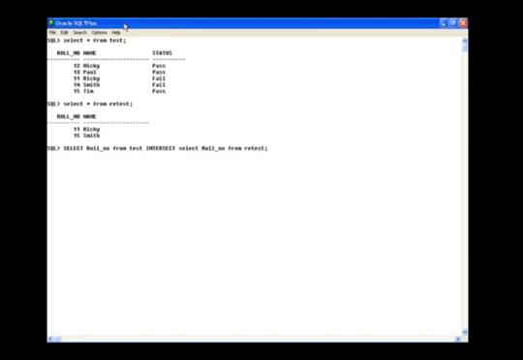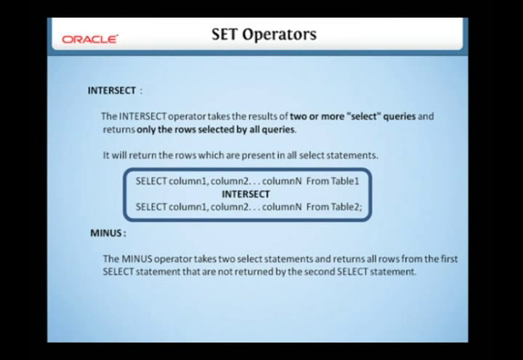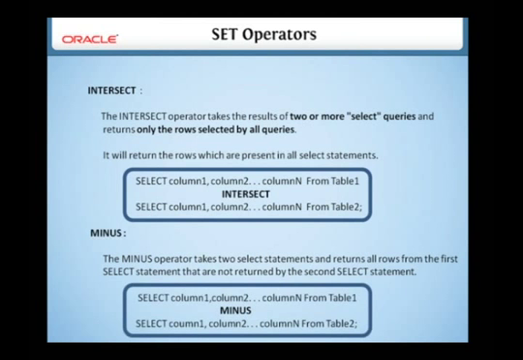Here we have used the same set of tables with the intersect operator, and we have selected the number column from both these tables. So this statement displays the numbers which exist in both these tables. Now we are going to discuss the minus operator. The minus operator takes two select statements and returns all rows from the first select statement that are not returned by the second select statement. Let's see the syntax.